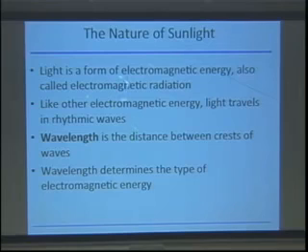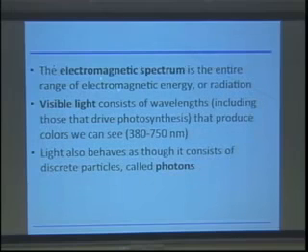So you know that light is a form of electromagnetic energy or radiation, and it travels in waves. You know that the wavelength is the distance between the crests of the waves, and the wavelength determines the type of energy, right? The length between the waves determines whether it's very high energy, low energy, whether we can see the light or not. And we can talk about the electromagnetic spectrum as the entire range of electromagnetic energy or radiation. And visible light is just a very small section out of that whole electromagnetic spectrum.